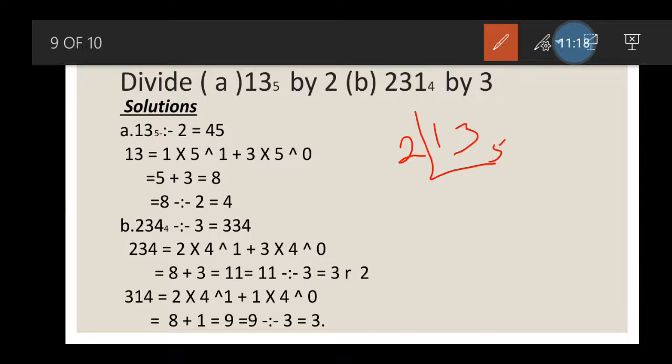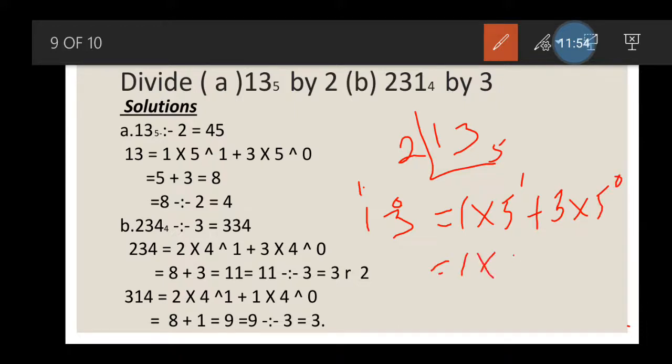Can 2 go in 1? No. But you add 3 to it, it becomes 13. Now you can't just say 13 divided by 2. Rather, since you have brought 3 to 1 to become 13, you change 13 base 5 to base 10. I hope you remember how to change from other bases to base 10. The mistake I made was using 2 instead of 5. So it's 1 times 5 raised to the power 1 plus 3 times 5 raised to the power 0. So that equals 1 times 5 raised to the power 1, which is 5, plus 3 times any number raised to the power 0 is what?